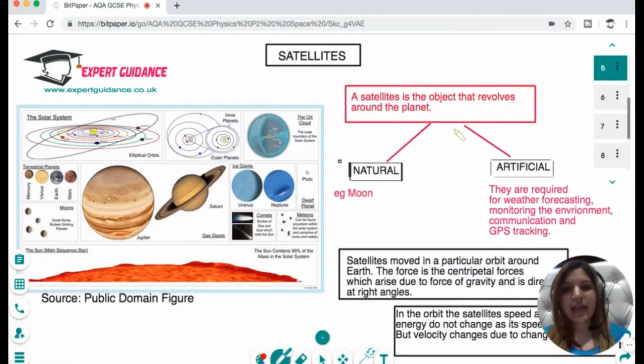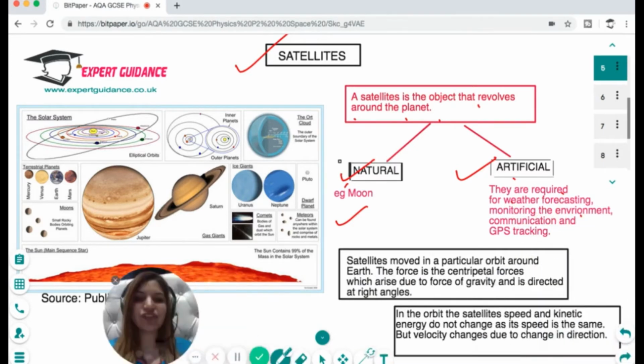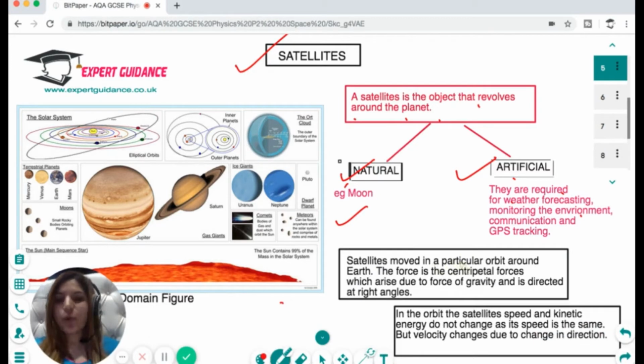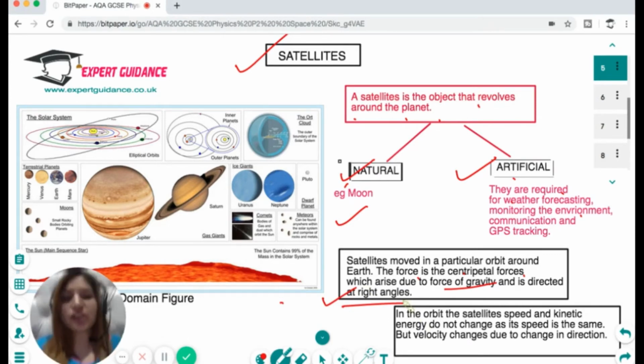Okay. Now, next is satellite. A satellite is an object that revolves around a planet, and they can be natural and artificial. Natural is the moon. Artificial ones are required for weather forecasting, monitoring the environment, communication, and GPS tracking. Satellites move in a particular orbit around the Earth. The force is the centripetal force, which arises due to the force of gravity, and it is directed at right angles. In the orbit, the satellite's speed and kinetic energy do not change, as its speed is the same, but velocity changes due to the change in direction.